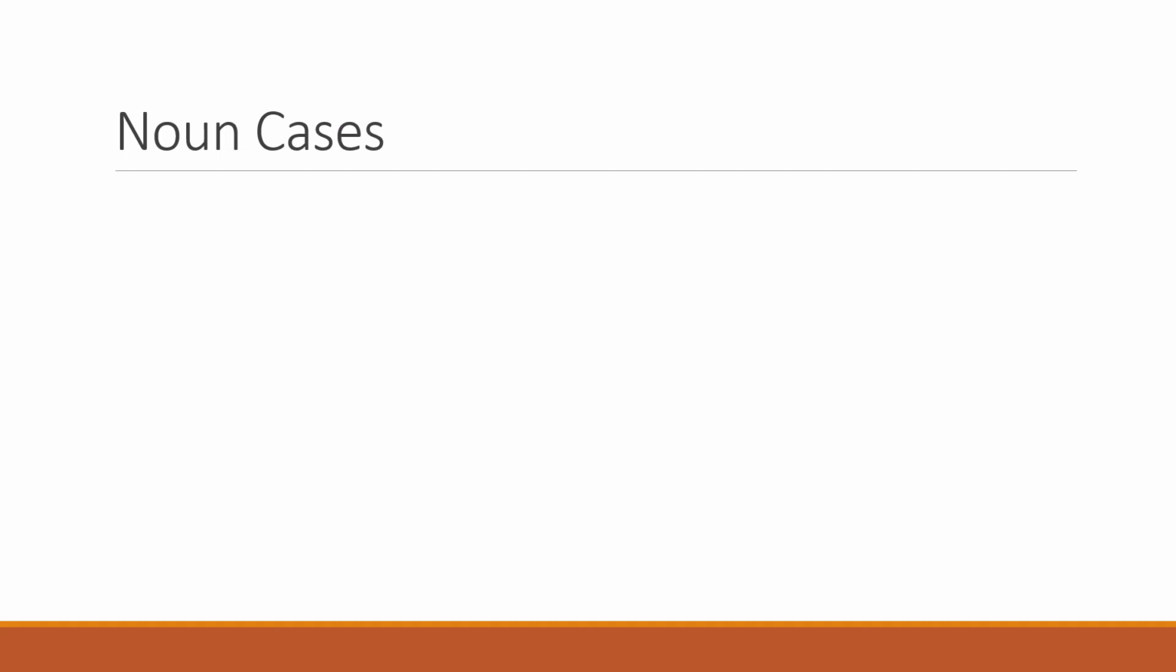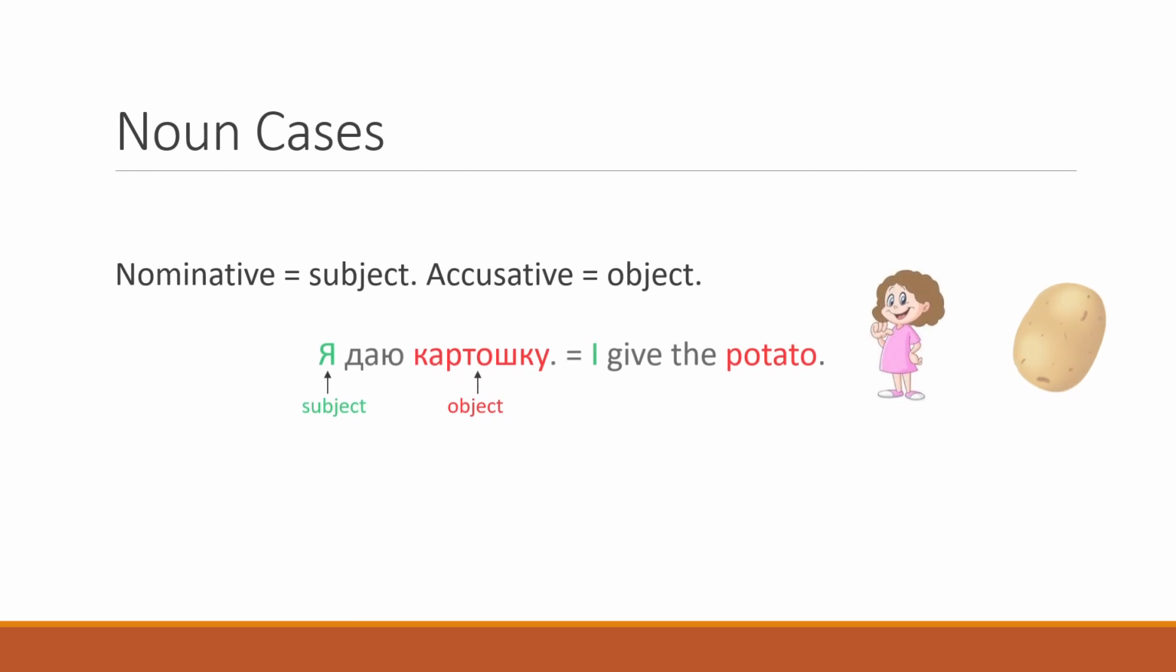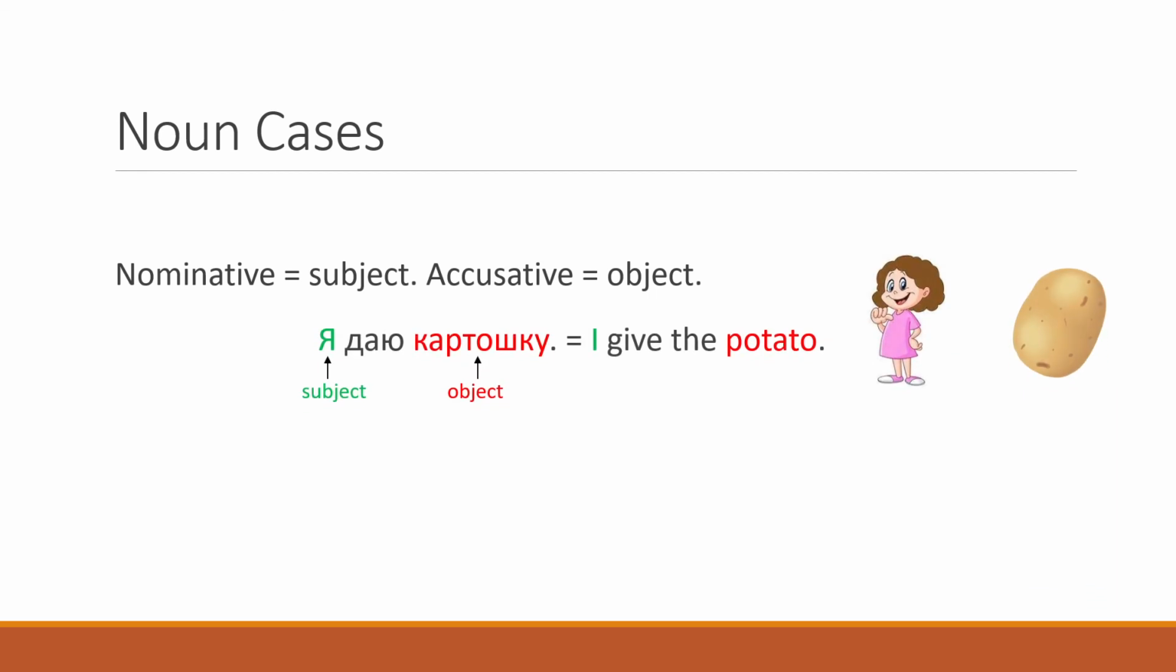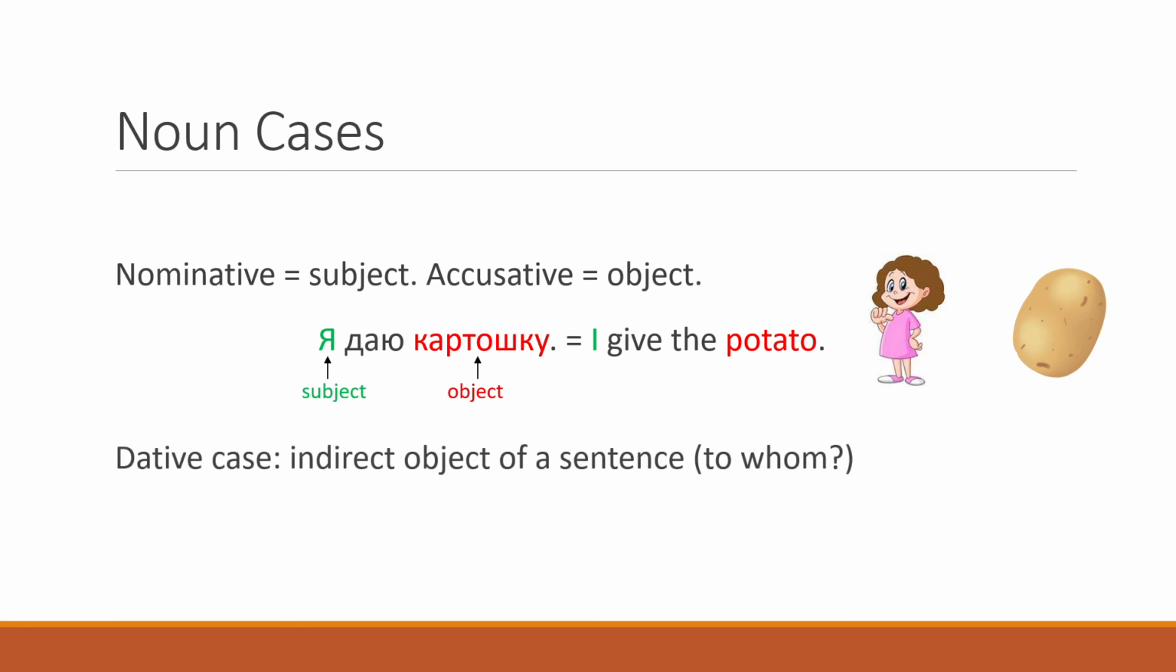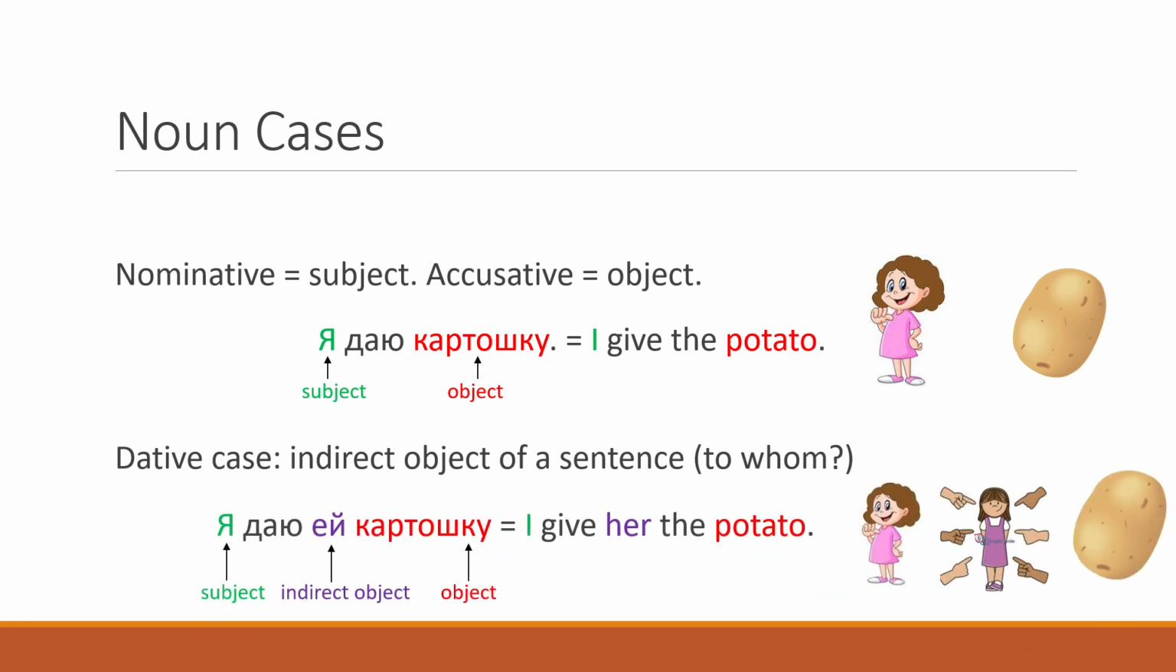Now, let's look at some more noun cases. For nominative, that was the subject. Accusative, that was the object. Like, я даю картошку, I give the potato. But the dative case is for the indirect object of a sentence. To whom are you giving the potato? Я даю ей картошку. I give her the potato.